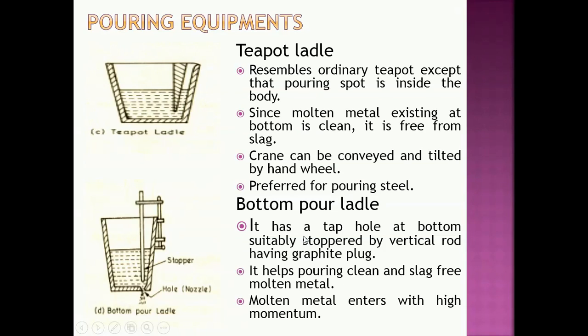Next is the bottom pour ladle. It has a hole at the bottom which is suitably stoppered by a vertical rod having a graphite plug. You can see here this is the stopper. The stopper has a graphite plug at the bottom.